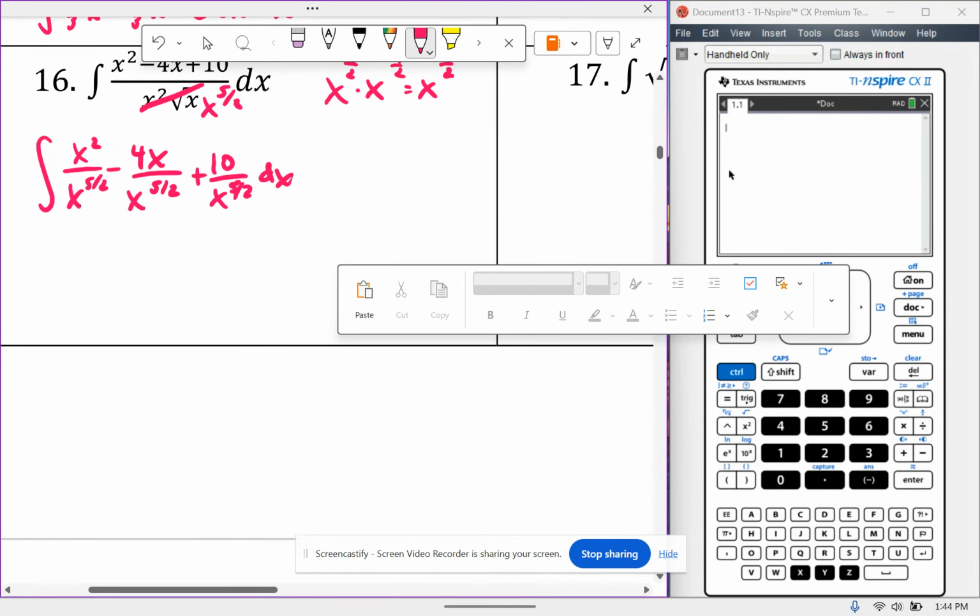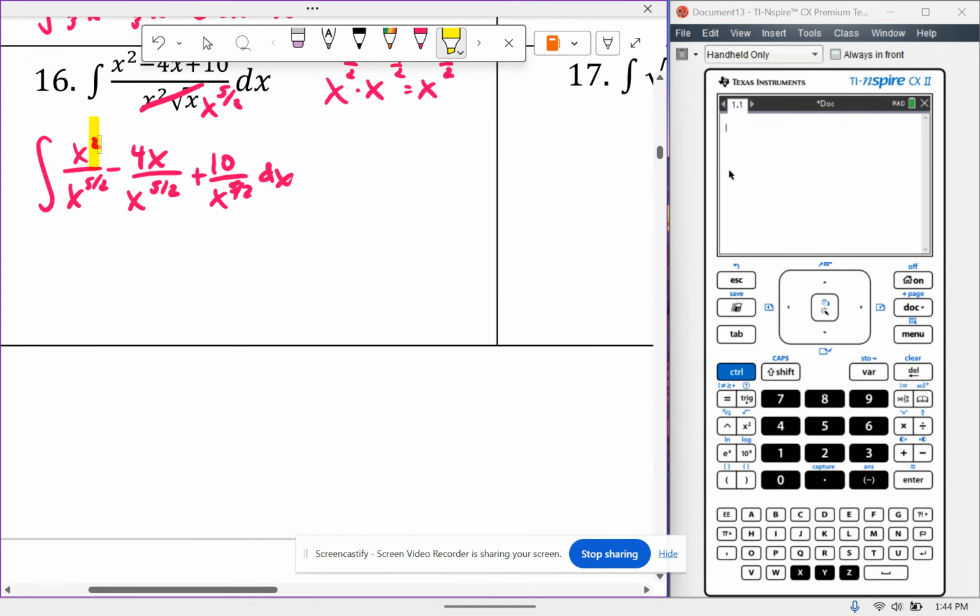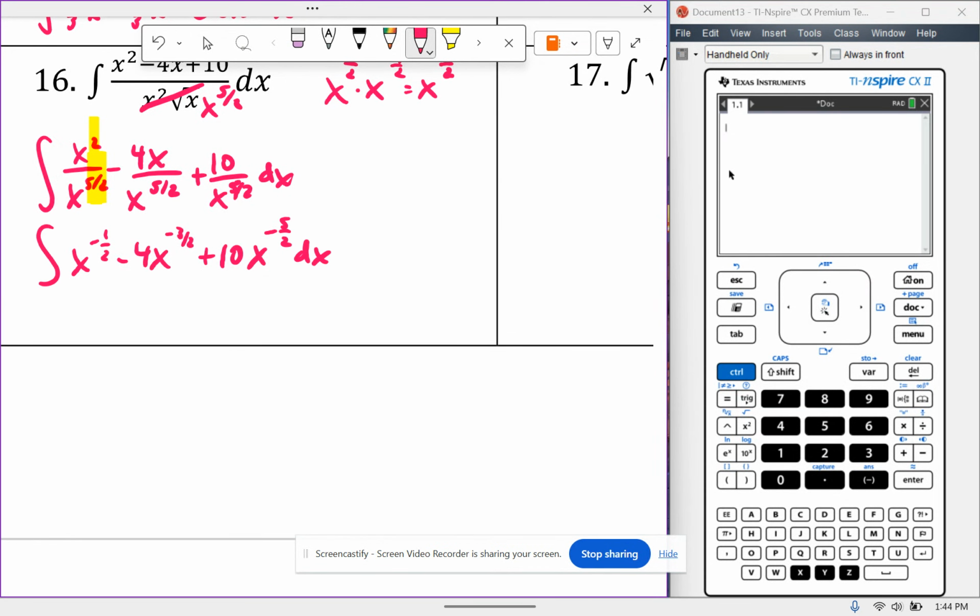This one is going to be combined with that one, right? So I've got 4 over 2 minus 5 over 2 gives me x to the negative 1/2, right? And then I've got x to the first, so that's 2 over 2 minus 5 over 2. That's going to give me 4x to the negative 3 halves. And then this last one is just going to come up and be a negative exponent. And now you can integrate.